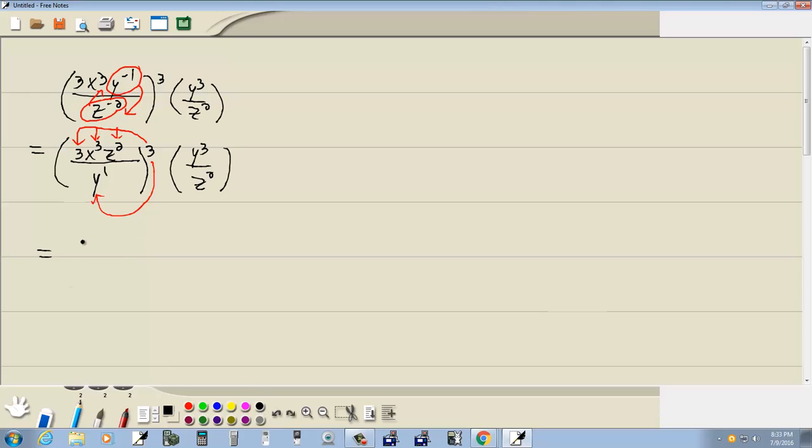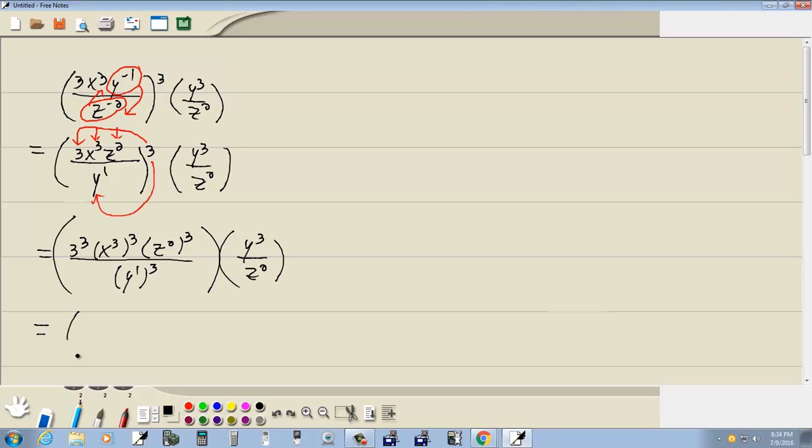So, we'll have 3 to the third, x to the third, z squared to the third, over y to the first to the third. And I'll keep the parentheses there because that parentheses indicates that it's multiplied by y to the third over z squared. Okay, well, 3 to the third is 27. When you raise one exponent to another exponent, you multiply them together. 3 times 3 is 9, so I got x to the 9th. And z, 2 times 3 is 6, so we got z to the 6th, over y, 1 times 3 is 3, so we got y to the third.